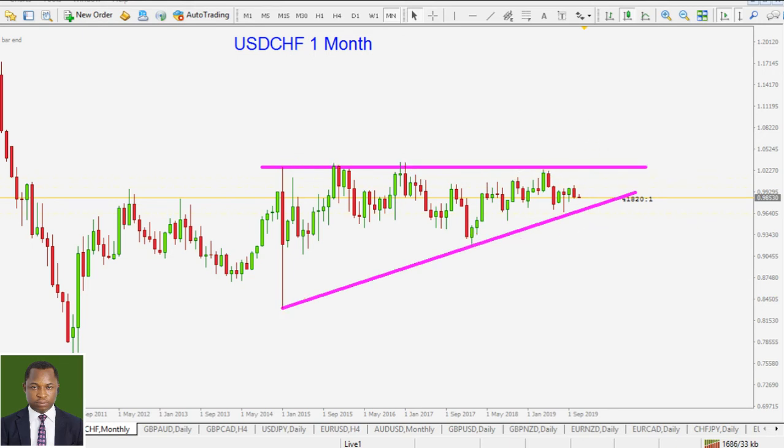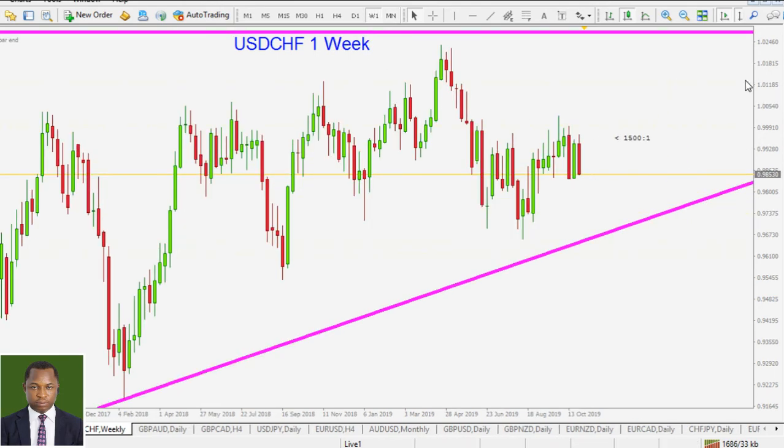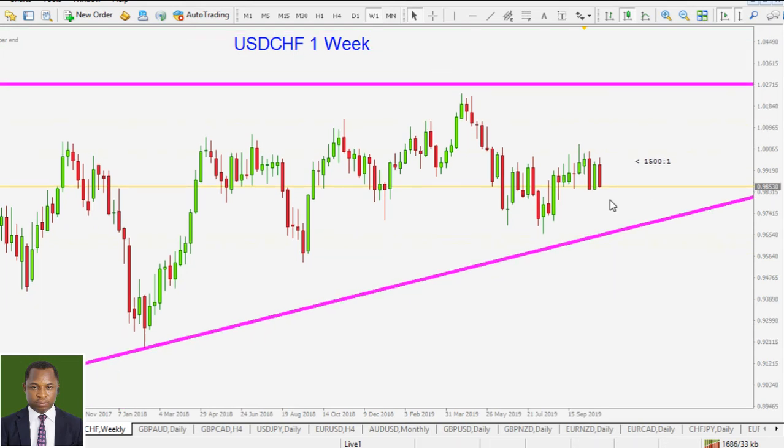But based on the technical outlook for the American dollar against the Swiss franc, I am seeing a very bearish pair. Okay, I'm seeing a very bearish pair. I am really bearish with this pair. Let's see the weekly time frame. Weekly time frame, what did we actually analyze?